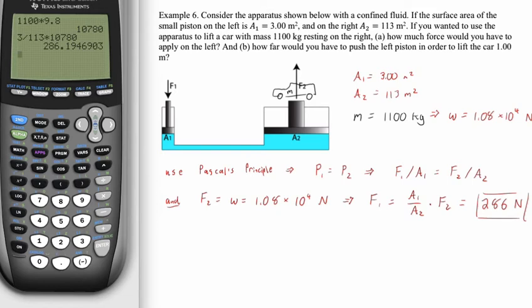Okay. So now let's take a look at part B. In part B, we ask, how far would you have to push the left piston in order to lift the car 1 meter? So we basically want the car to go a distance of 1 meter. Let's use a different scale here. I'm going to say this right here is our 1 meter. And how far do you have to push this? Well, we'll show that it's actually a very large distance. This is what we're looking for.